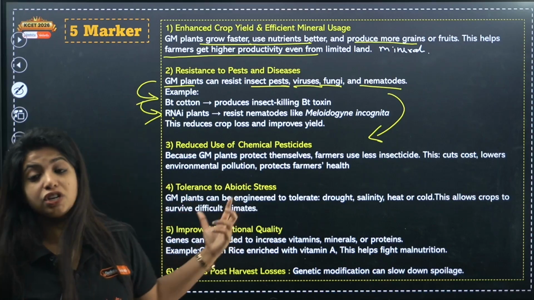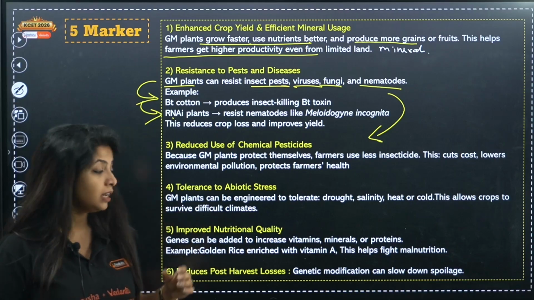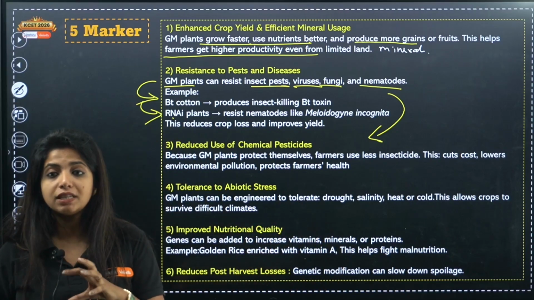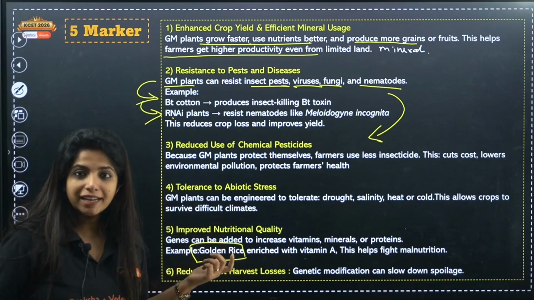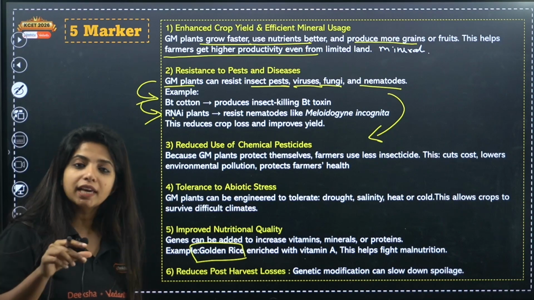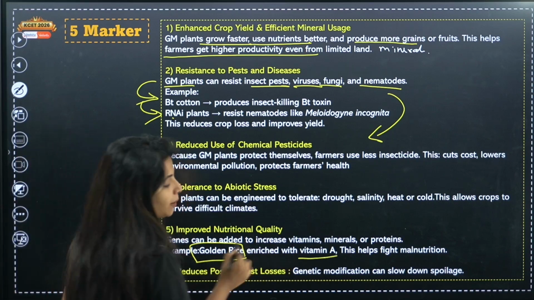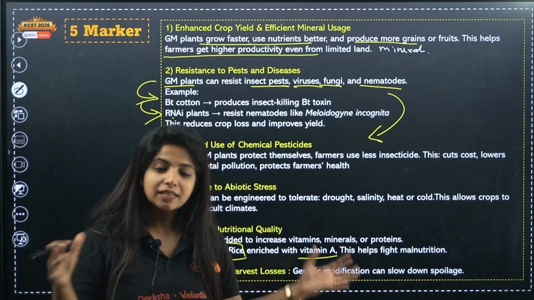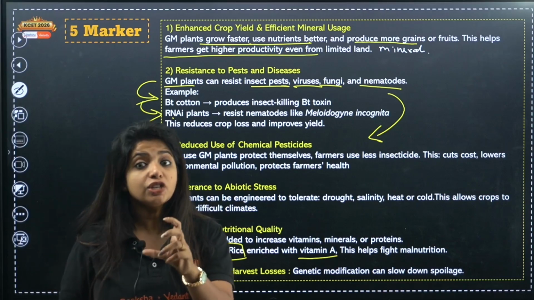Now, improved nutritional quality. This is one huge thing, and it fascinated me. So my dear children, genes can be added to increase the vitamins, minerals or proteins, and the best example for this is golden rice. Do you know what golden rice is? It is known as golden rice because it looks a bit yellowish in color. Why? Because there are genes in the plant that will produce beta carotene, a pigment. This beta carotene basically helps in the production of vitamin A. So I can generally say that golden rice will be rich in vitamin A.